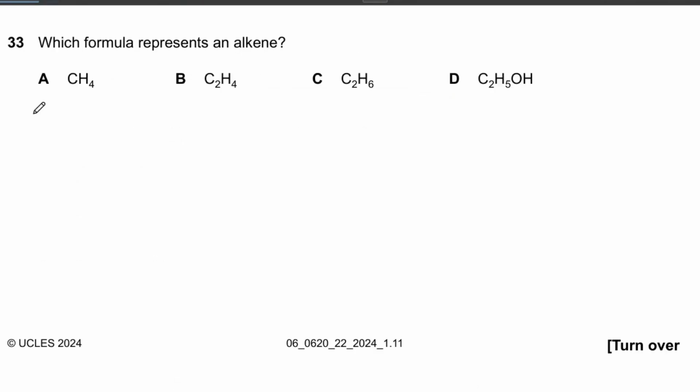Next question, question 33. Which formula represents an alkene? An alkene contains a double bond, and the general formula for an alkene is CnH2n. Now if you look at the options, obviously not A. A is an alkane, which is methane, and this is an alcohol. So it's between B and C. The one that follows this formula is option B. C2, 2 times 2 is 4. So therefore, our answer is option B.